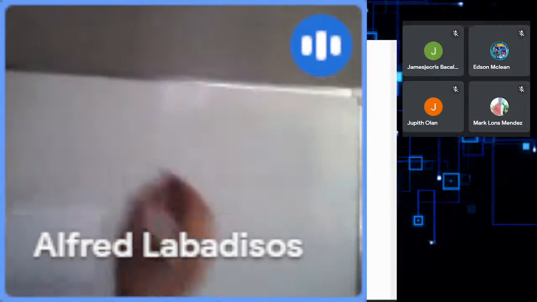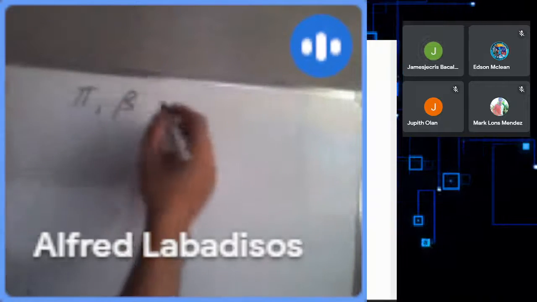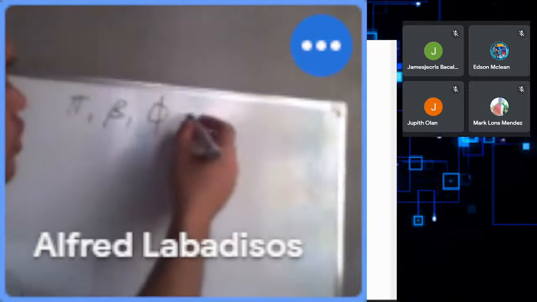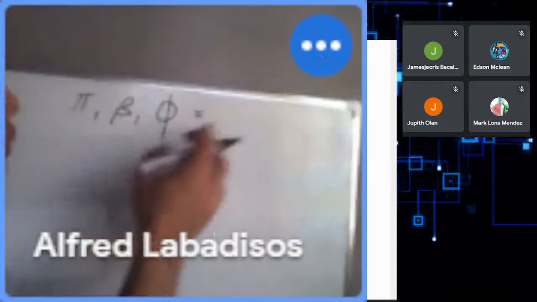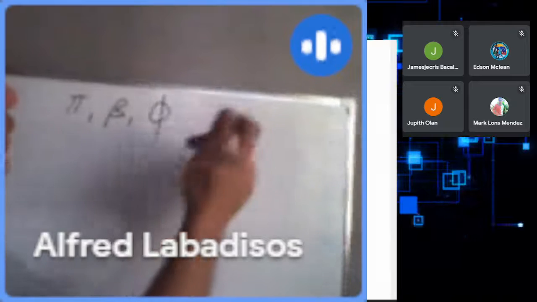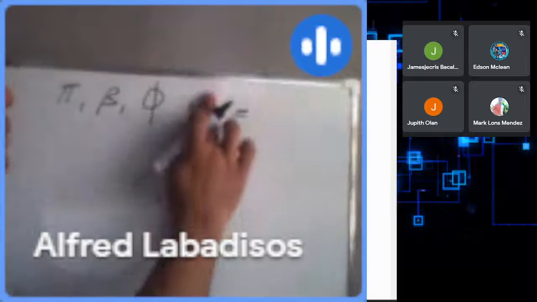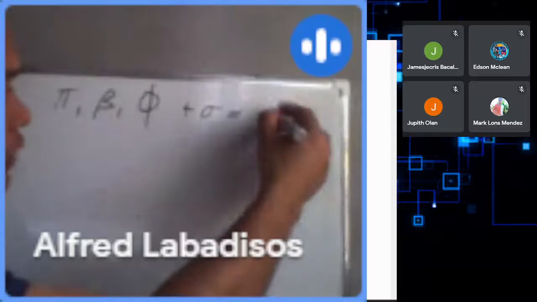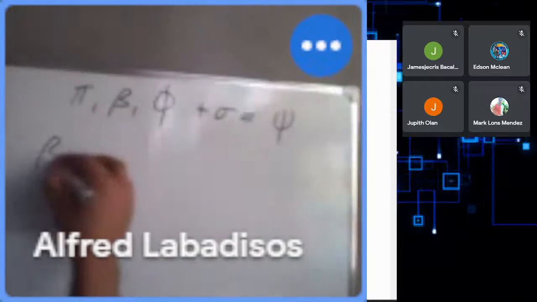Now, the second rule is the labial. We have the labial: P, we have the beta, and we have the phi. So if we have P, beta, and phi followed by sigma, or plus sigma, it becomes C. Example, you have blipo.